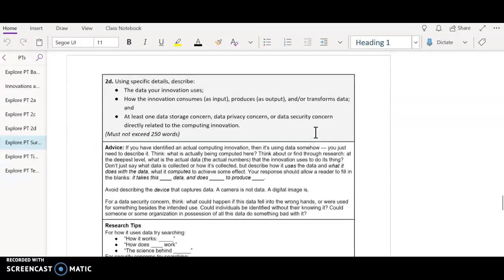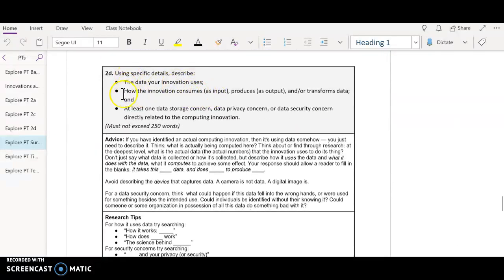Okay, and then 2D is looking at the data innovation, how it uses the data as input, output, or transforms. And one concern in terms of storage. So, is it just collecting so much information that it's going to take a massive amount of cloud storage in order to hold it? Is there a privacy concern in terms of collecting too much information on people? A security concern in terms of accessibility.